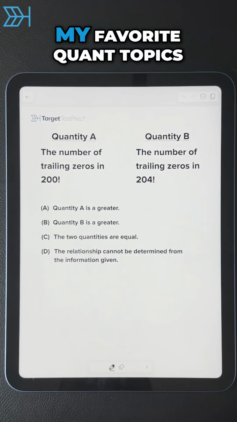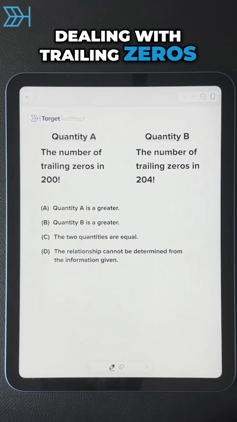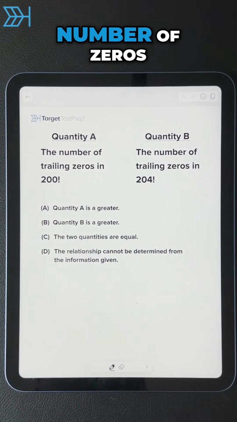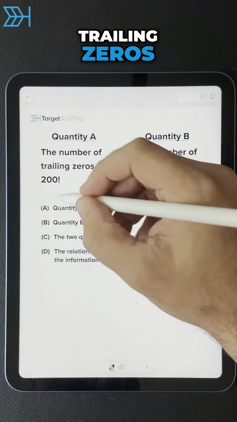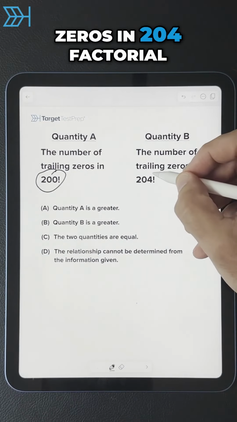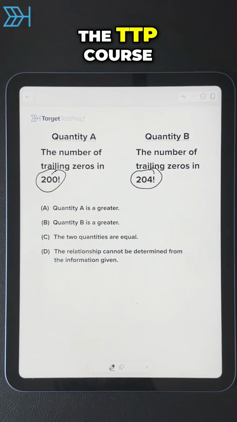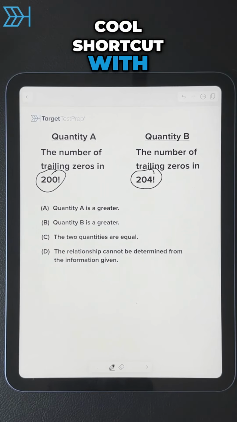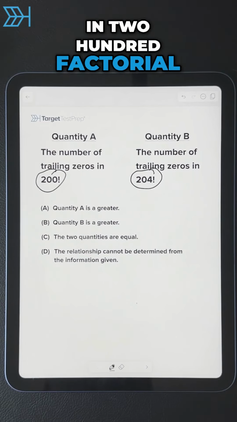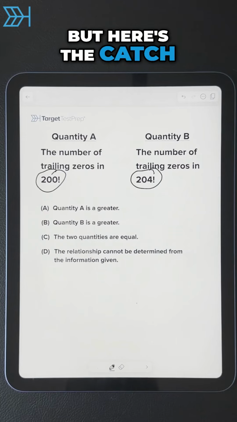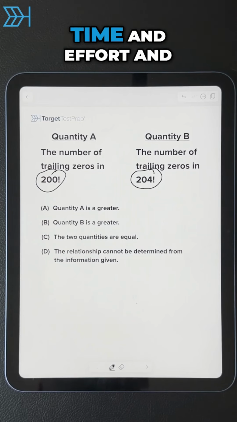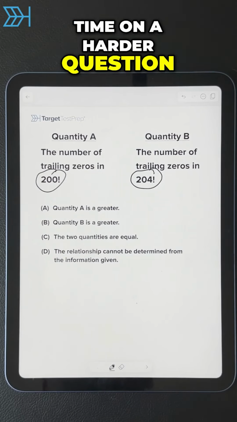As mentioned, this is one of my favorite quant topics, dealing with trailing zeros. Now, what we're given here in quantity A is we're being asked the number of trailing zeros in 200 factorial, and then secondarily in quantity B, the number of trailing zeros in 204 factorial. Now, if you've been in the TTP course, we have a very cool shortcut with factorial divisibility and how to figure out the number of trailing zeros in 200 factorial and 204 factorial. But here's the catch. Do we want to go through all that work here? Well, I certainly don't, because it's going to take time and effort, and I'd rather save that time on a harder question.